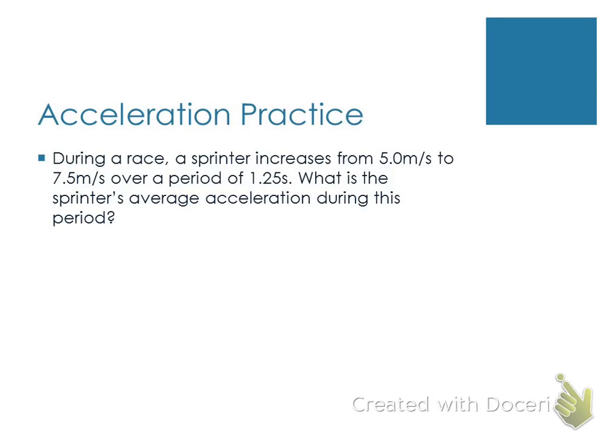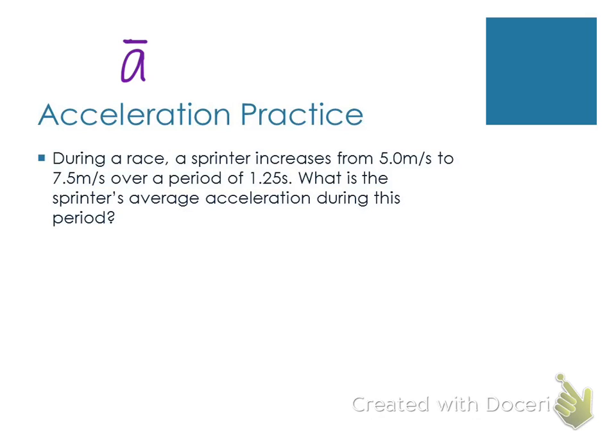All right, so this says during a race, a sprinter increases from 5 meters per second to 7.5 meters per second over 1.25 seconds. What's the acceleration during this period? Average acceleration and acceleration are the same thing. Okay, you don't have to worry about the difference between those two. They'll be used interchangeably. So that line that we saw over the acceleration in the equation, that line just means average. Okay, and that's the same thing that we're going to solve for all the time.